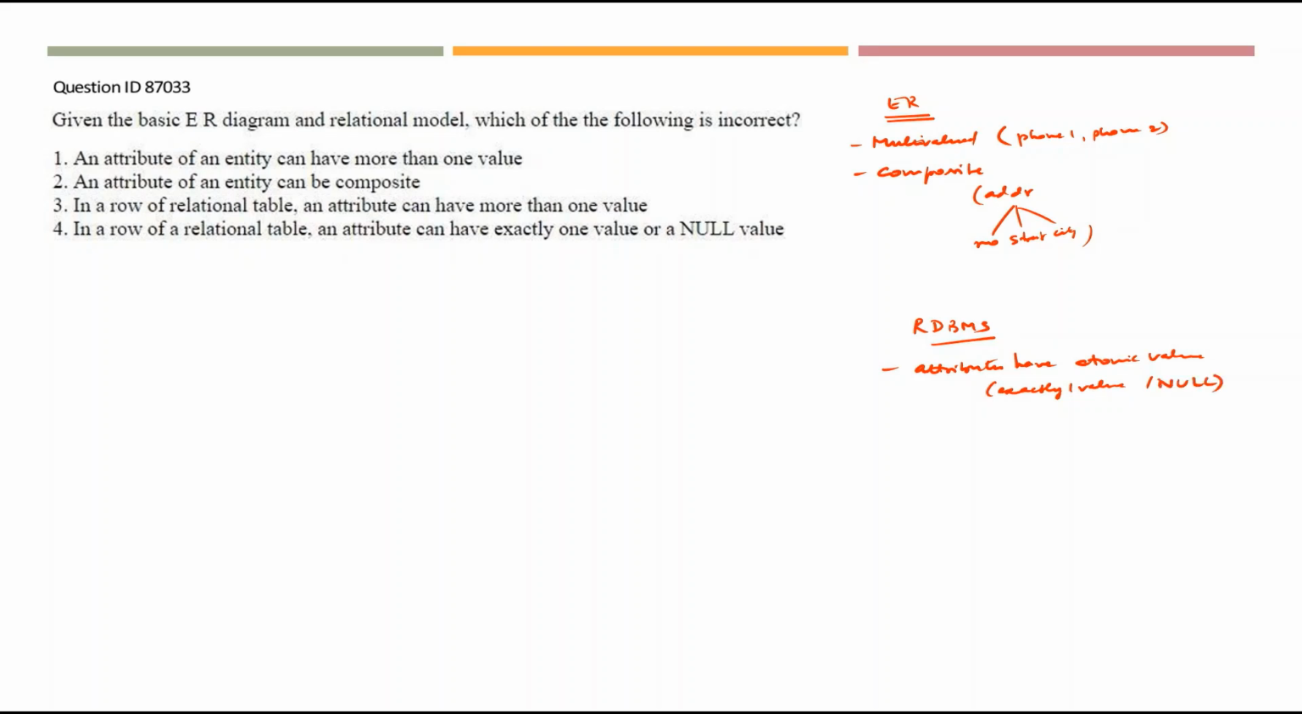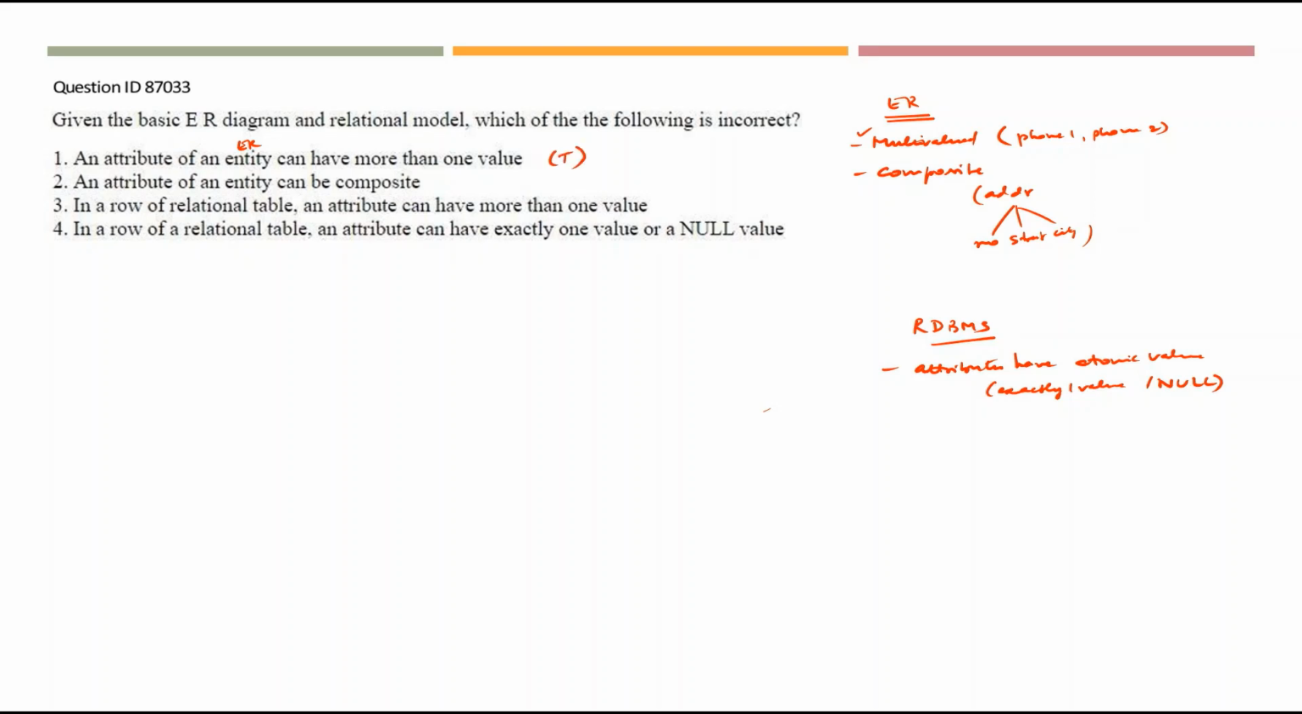Anyway, this null is also a single value given to that attribute. So let's check the statements now. An attribute of an entity can have more than one value. So entity is in the context of ER diagram. So it can have more than one value. It means it is multi-valued. So this is possible and one is marked as true.